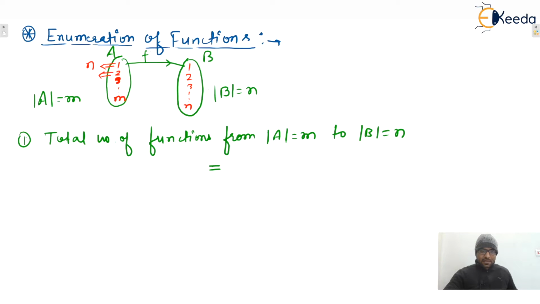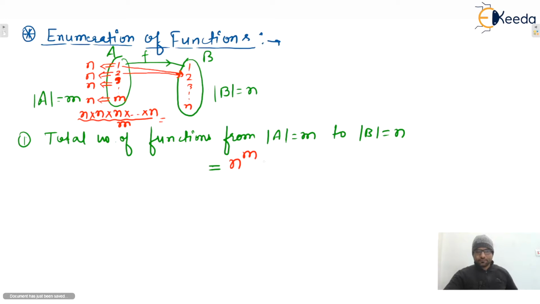Similarly, second has also n number of choices. Why? Because if one is mapped with 2, then 2 can also be mapped with 2. Same, yes or no? No problem at all. So we can say that every element inside the set A has n number of choices. So total combinations will be n into n into n. How many times? Multiply n, m number of times, so that becomes n raised to power m, isn't it?